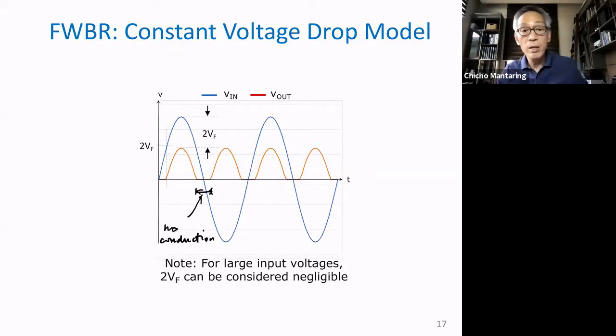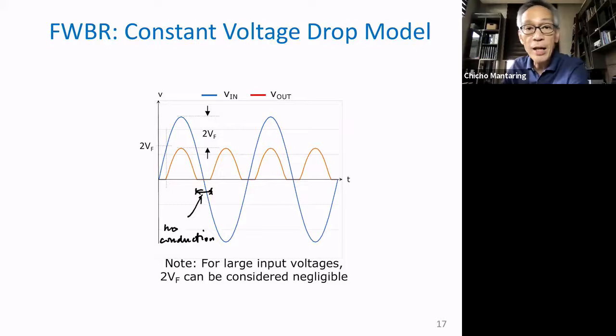And notice now, our output is shifted down by 2 V sub F. And the region of conduction is when V sub N is greater than 2 V sub F in the positive, and in the negative, V sub N is greater than 2 V sub F. Okay. That is when the diodes will conduct.